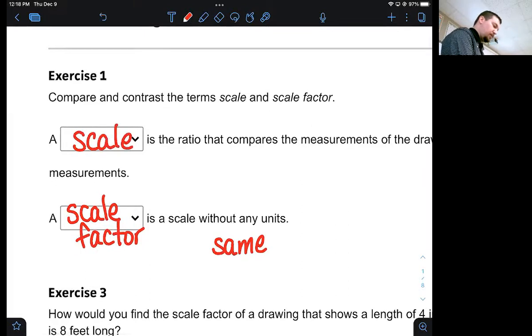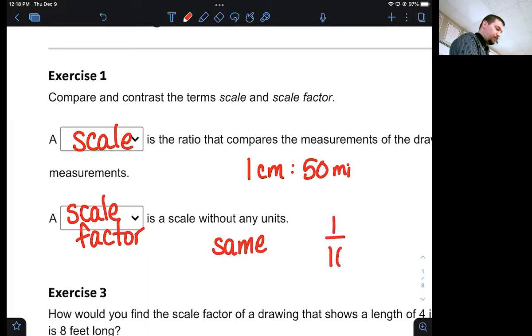For example, a scale could be like the map of Michigan we looked at was 1 centimeter is 50 miles. Those units are different. So we have a scale. But if I were to convert to make sure they have the same units, I would have a scale factor, and then I can eliminate those units and scratch them out. So scale factors would look something more like this, where there's no units. Okay, and they usually write it as a ratio, as a fraction.